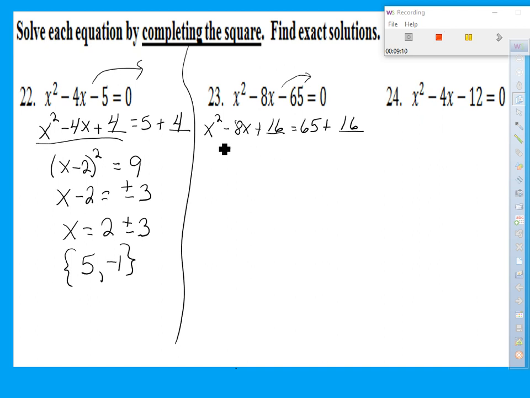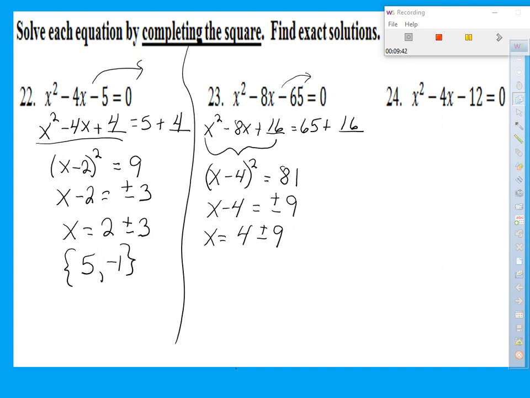Now, this side becomes a perfect square trinomial. So I've got x minus 4 squared equal 65 plus 16 is 81. Now we apply the square root property. So I have x minus 4 equal positive or -9. Let's add 4 to both sides since it's negative. So I got 4 plus or minus 9. Your two answers, 4 plus 9 is 13. 4 minus 9 is -5.